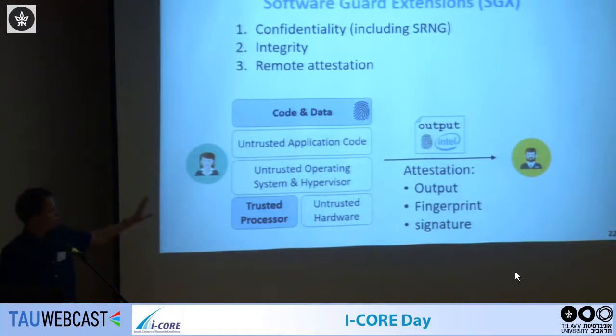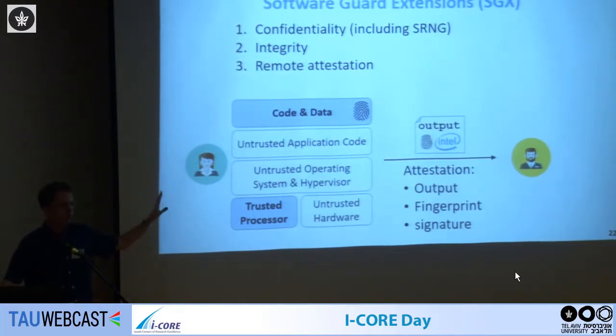Now the attestation works as follows. Alice needs to prove to Bob that she's running what she says she's running. So she's producing a data structure called an attestation that has the output of the execution. It has a fingerprint of the code, a fingerprint that Bob knows, so Bob can calculate the fingerprint of the code that he trusts. And finally, a signature generated with a secret key that Intel has. Actually, not even Intel, your own CPU. The signature attests to the fact that this was all done inside an Intel secured CPU.